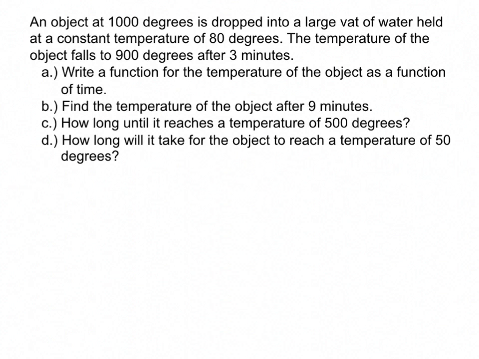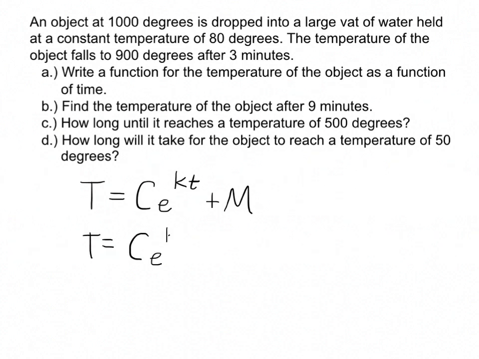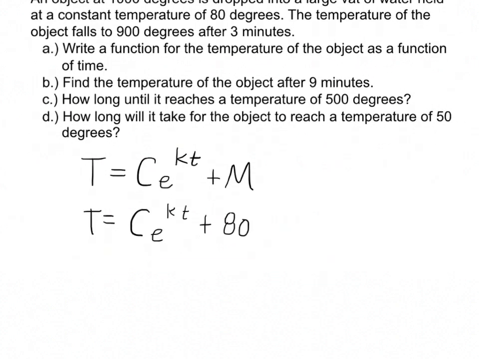So from the previous page, we know that the temperature is going to be ce to the kt plus m. Do we know any of these constants? There's actually 3 constants. There's c, k, and m. Right? We do know one of them. We know that the temperature of the surrounding medium is 80 degrees, right? So I can already refine my equation to ce to the kt plus 80, right?